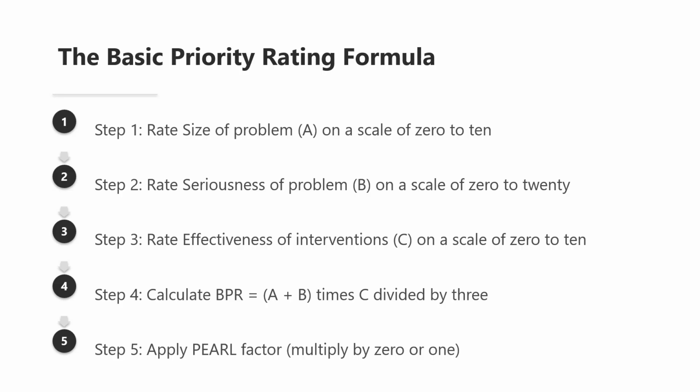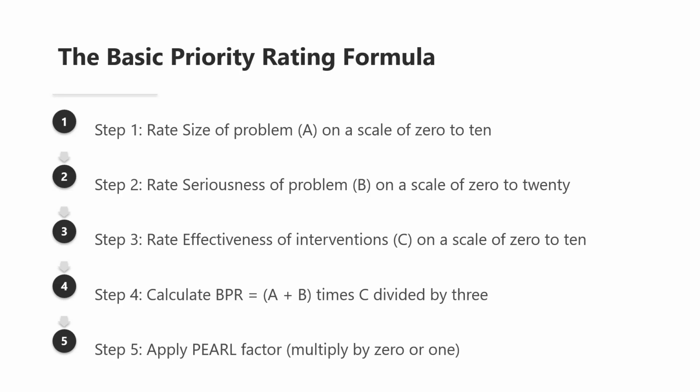C represents the effectiveness of available interventions, rated on a scale from 0 to 10. A score of 10 means highly effective interventions are available and proven. A score of 0 means no effective interventions exist. Now here's why the math matters, and I think this will really click for you. The formula multiplies the sum of size and seriousness by effectiveness.